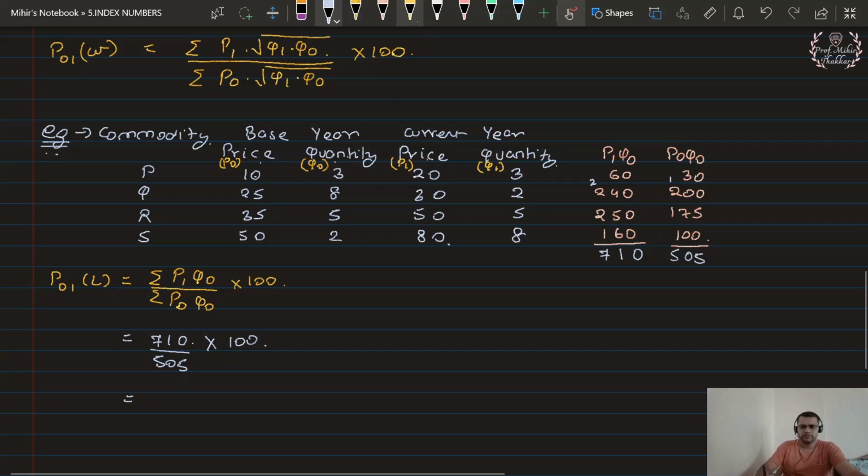So this will approximately come out to be equal to 140.59. So that is the way we calculate the Laspeyres index number.